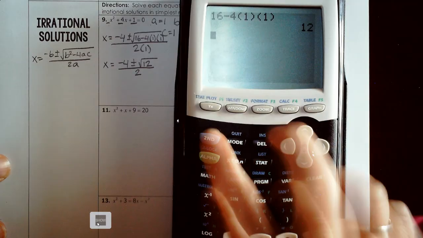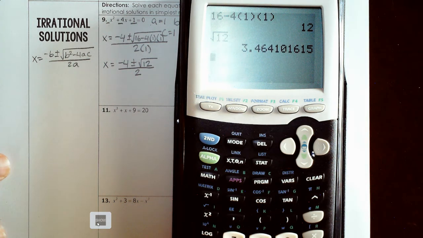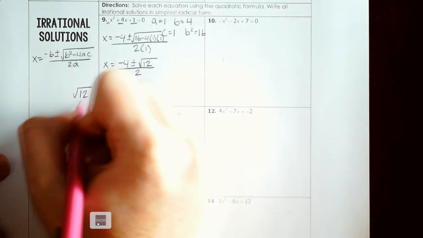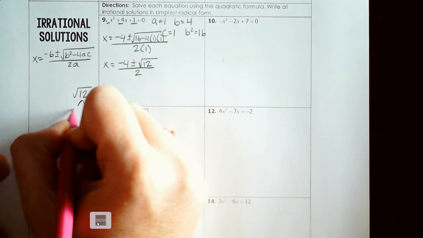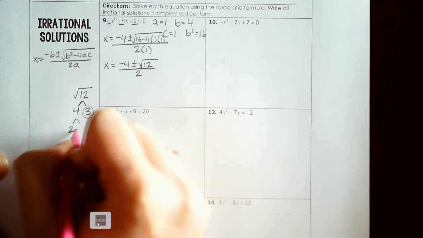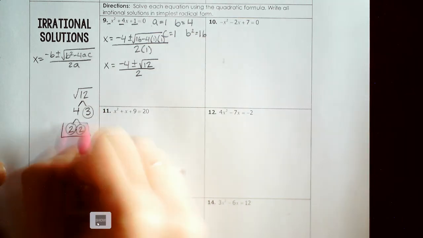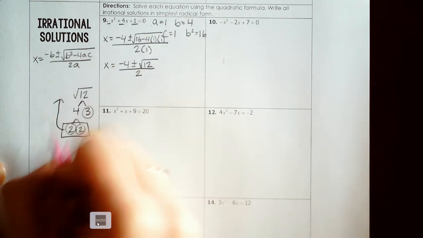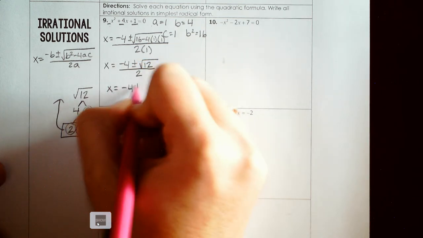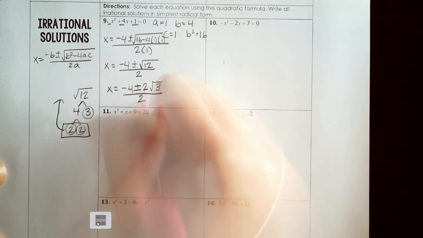So can we take the square root of 12? No, see how it gives us a decimal? So that means you can't take the square root. So here's where you got to simplify. I'm going to take the square root of 12 and break it down, maybe 4 and 3. 3 is prime. 4 you can break down to 2 times 2. Those are prime. And then you're looking for pairs. Here's a pair. Pair them up, kick it out to the front. So this becomes X equals negative 4 plus and minus 2 square roots of 3 all over 2.